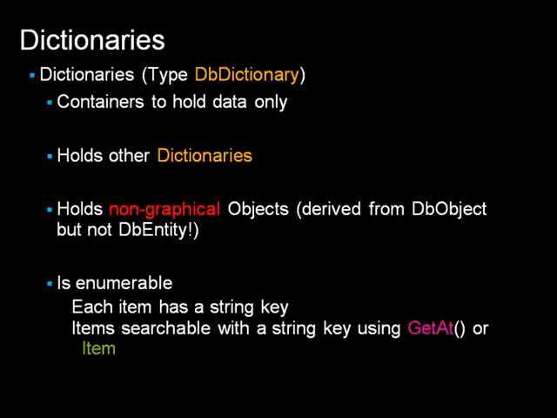In the AutoCAD drawing database, there are dictionaries. A dictionary is a type of container that only contains data or other dictionaries that contain the data. These are non-graphical objects that are derived from DBObject. Dictionaries do not contain objects that are derived from DBEntity. Each item in a dictionary will have a key that will allow you to find out if a particular item already exists in the dictionary. You use the getAt method or the item property for this.